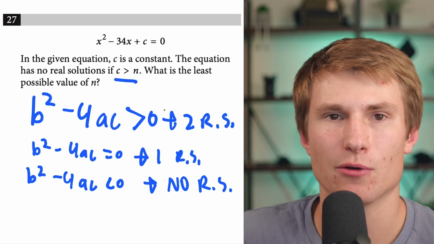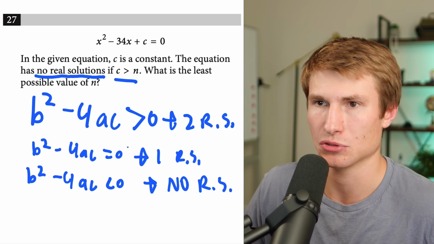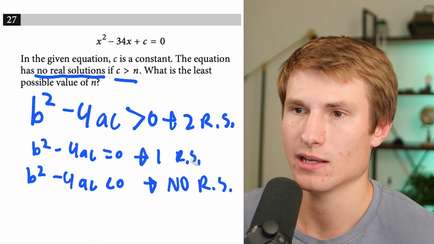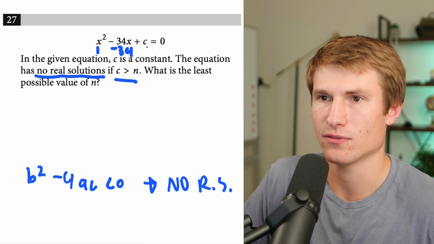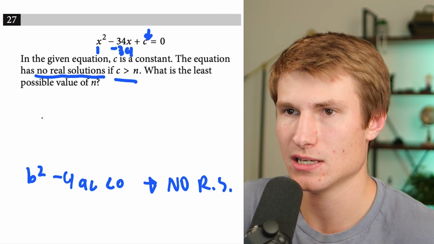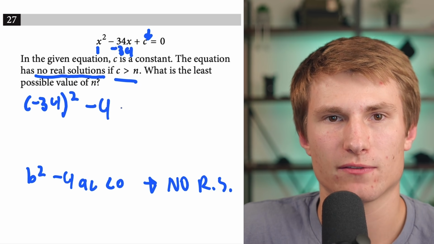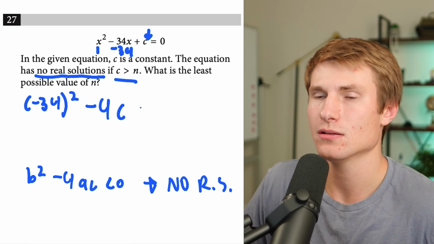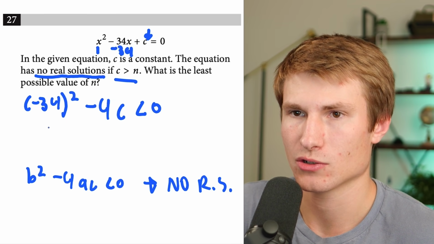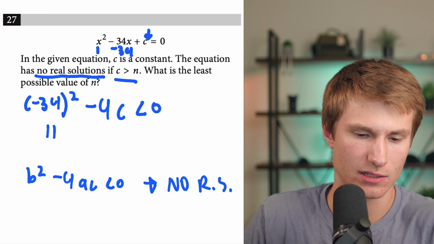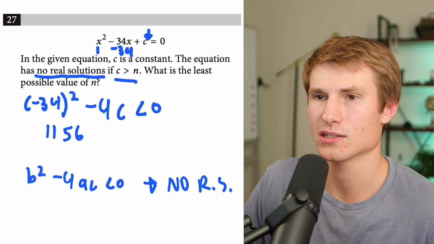Okay, so now that we know this, and we know that in our question, we are asked to find when the equation has no real solutions if c is greater than n, we can go ahead and set up this equation. So we know our a value is 1, we know our b value is going to be -34, and we know our c value is just going to be represented as c in this case. So we have b squared, we know b is -34, so we'll go ahead and square it. We're going to subtract 4 times a, which is 1, and then multiply it by c. Next thing we have to do is set that as less than 0. So -34 squared is going to become, let me just quickly check on the calculator, 1156. Okay, so 1156 minus 4c is going to be less than 0.